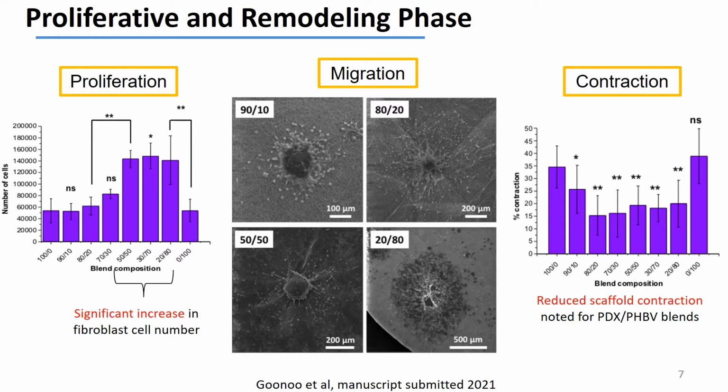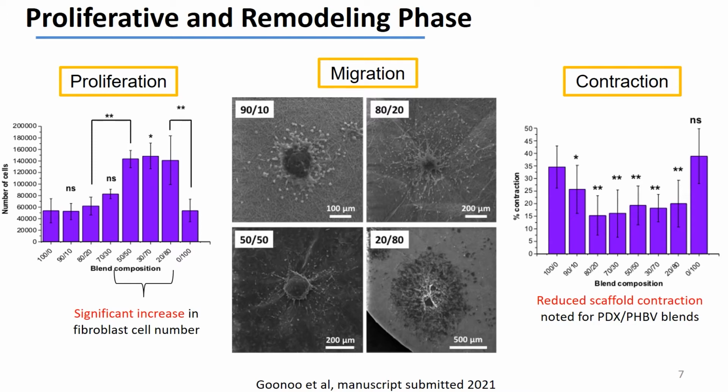Fibroblasts play a crucial role during the proliferative and remodeling phase. We therefore investigated the proliferation and migration of fibroblasts. As noted from the figure on the left-hand side, addition of 50 to 80% PHBV to PDX led to a substantial increase in cell number after 7 days. That is, addition of PHBV promoted fibroblast proliferation.